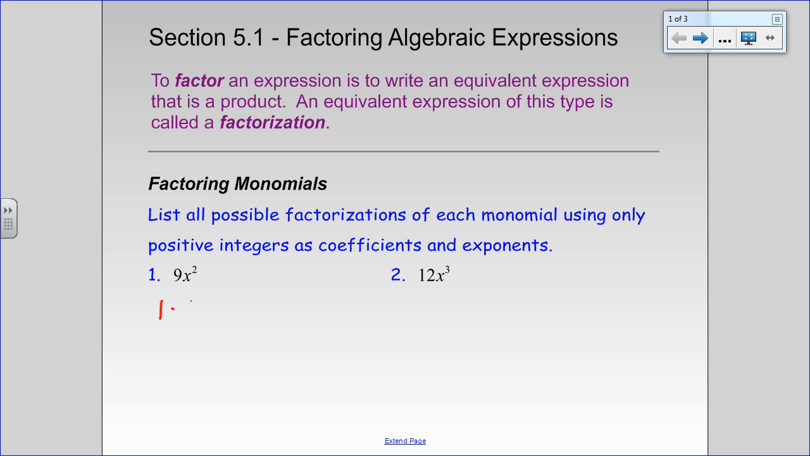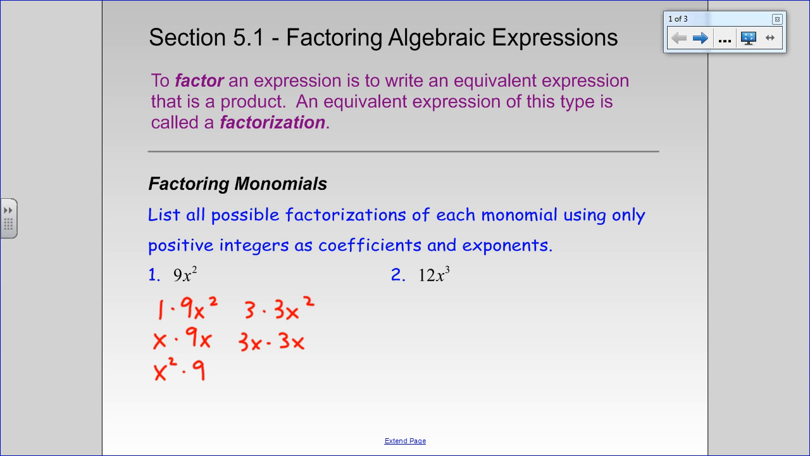We have 1 times 9x squared. We have 1x times 9x. And we have 1x squared times 9. For factorizations using coefficients of 3, we have 3 times 3x squared. And we have 3x times 3x.